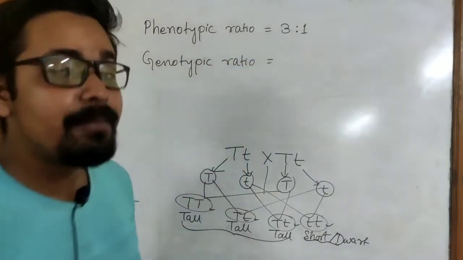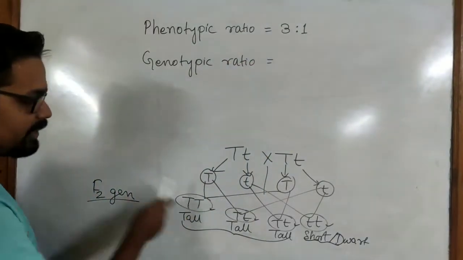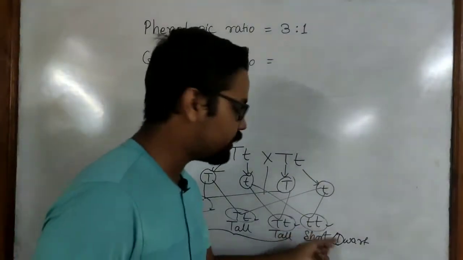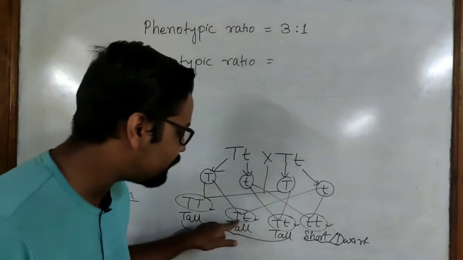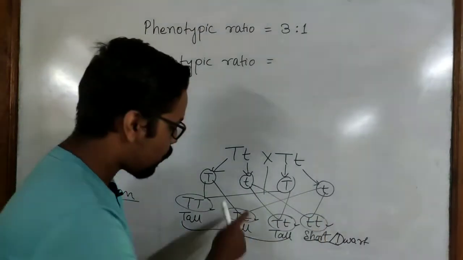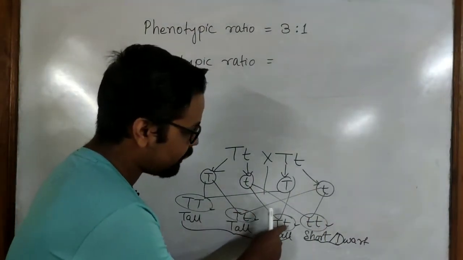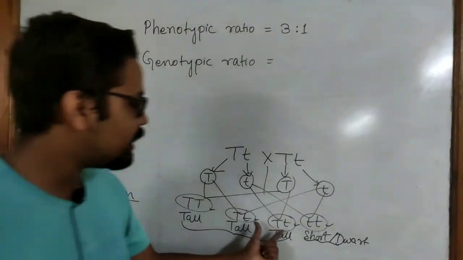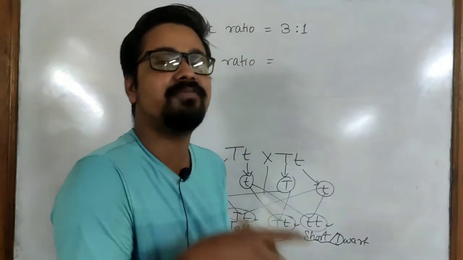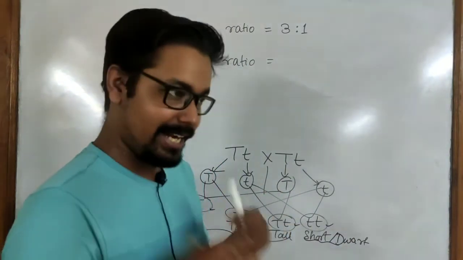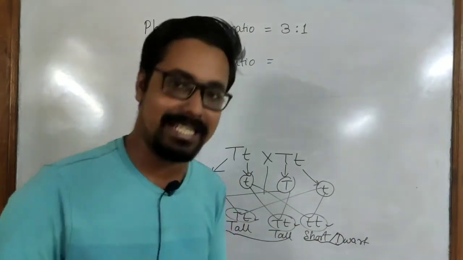Now for genotype, that is the genotypic ratio. Genotype means what is the type of the gene. Here we have capital T, capital T. Here we have small t, small t, one of each type, just like the parent. But in the middle, we have a combination of both: one capital T, one small t. So these are not homozygous. Homozygous means both the genes are identical. Heterozygous means the genes are not identical.